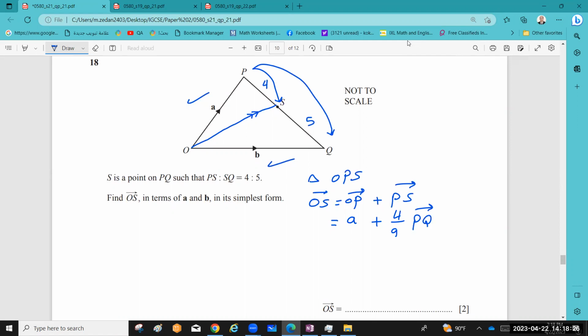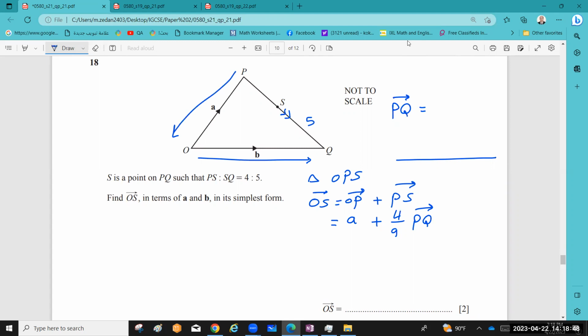Why did I select this way? Because the vector PQ can be written in this form. Look, as you see here, the vector PQ is simply PO plus OQ. The vector PQ is PO, which is negative A, plus OQ, which is B. Okay? So come back to my original solution for OS.